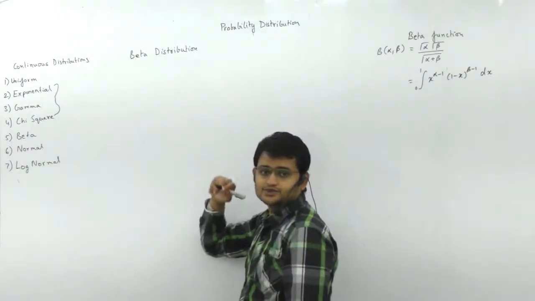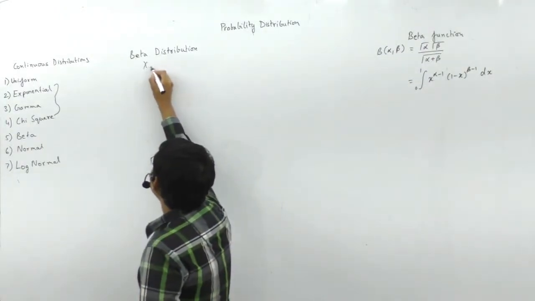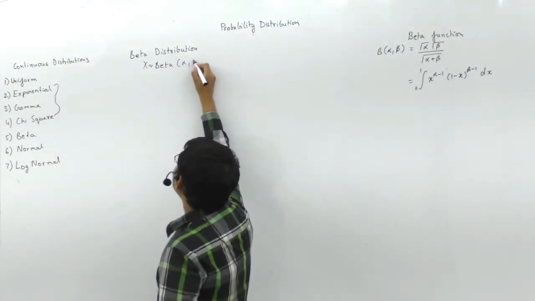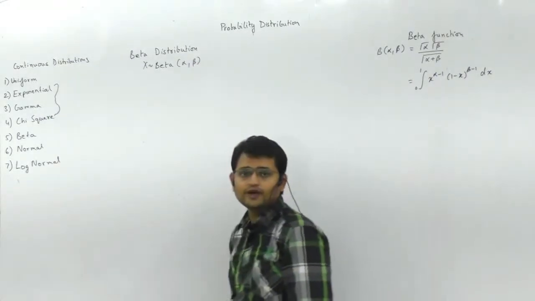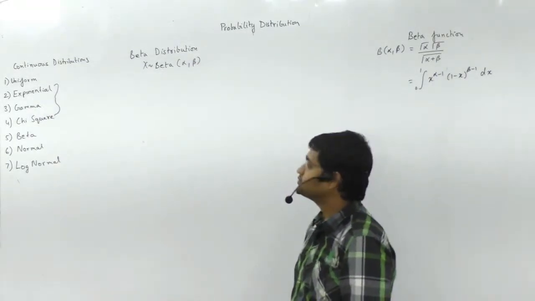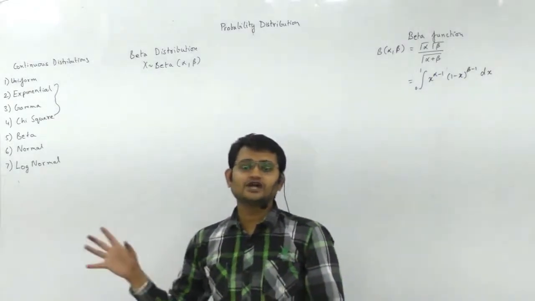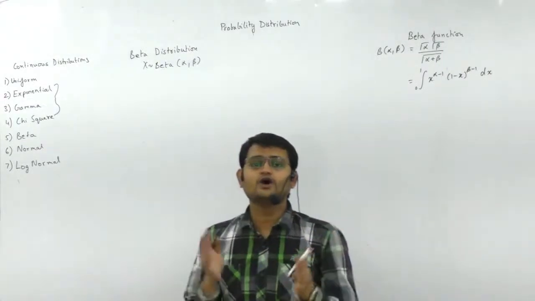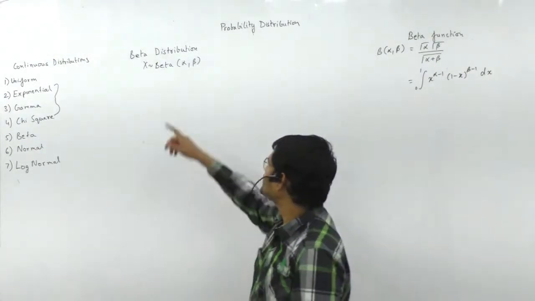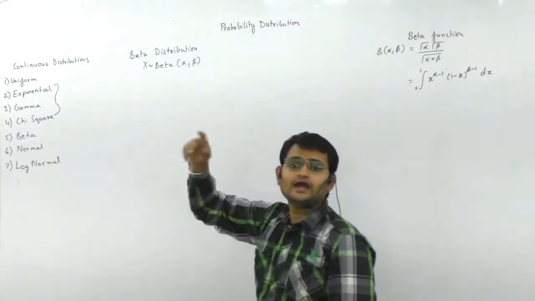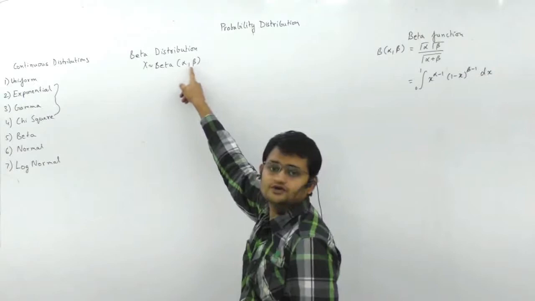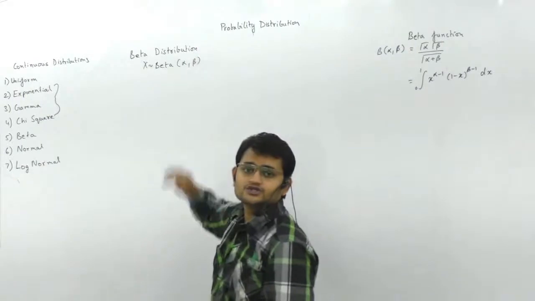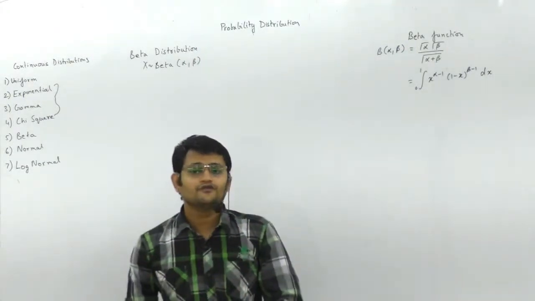Now for beta distribution, we write it as x follows beta with parameters alpha comma beta. So these are the two parameters of a beta distribution. Beta distribution is such a kind of distribution that we can make it fit into any kind of graphs. It can go from a straight line into any kind of curves by changing the values of alpha and beta. That is why the beta distribution was actually formed, because it can fit any kind of distribution.